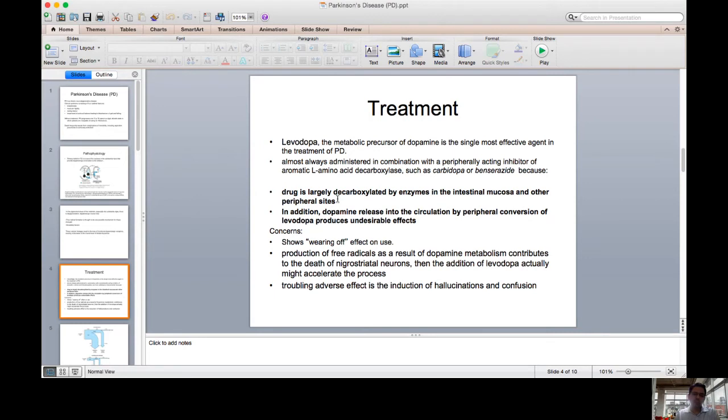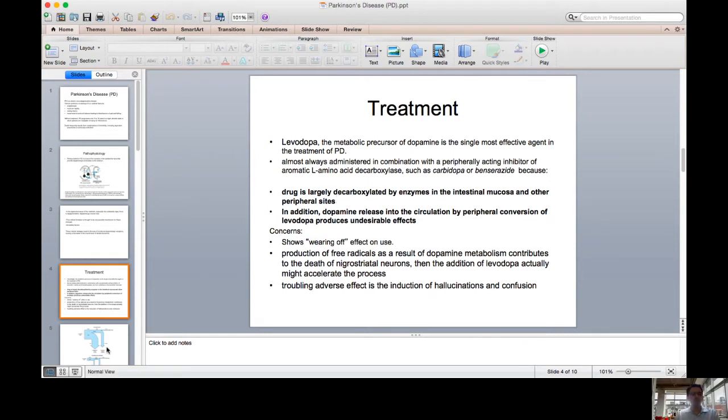In addition, dopamine release into the circulation by peripheral conversion of levodopa produces undesirable effects. The effects are not desirable. In fact, it worsens the cascade, because in the previous slide we saw that one of the reasons for Parkinson's, which is of course not proven but suspected, is free radical damage. Now, if free radical damage is there and levodopa is further going to worsen it by causing excessive free radicals, that will defeat the purpose of giving monotherapy with levodopa. So that is the reason why it is combined with carbidopa.